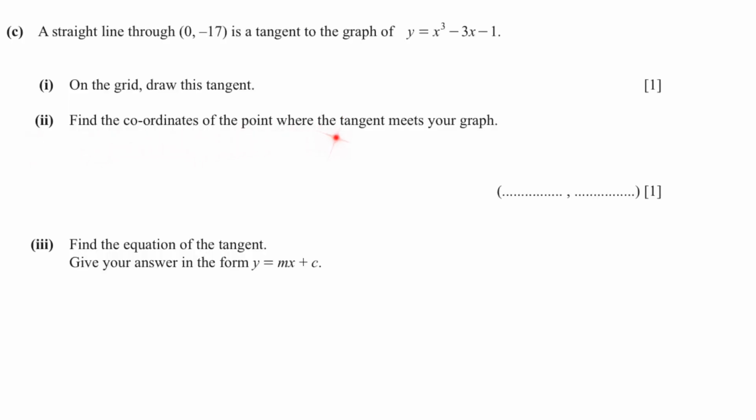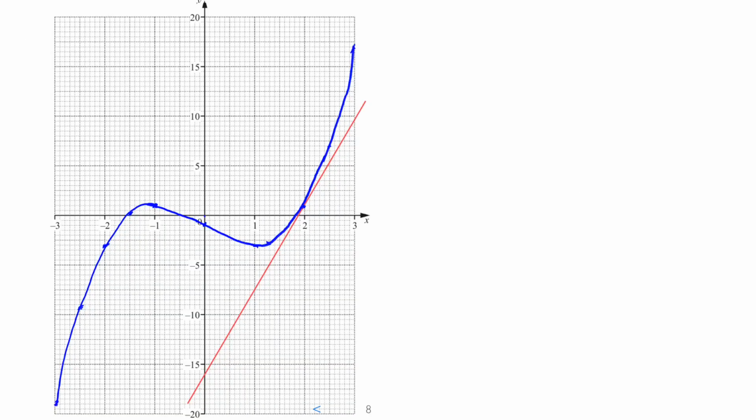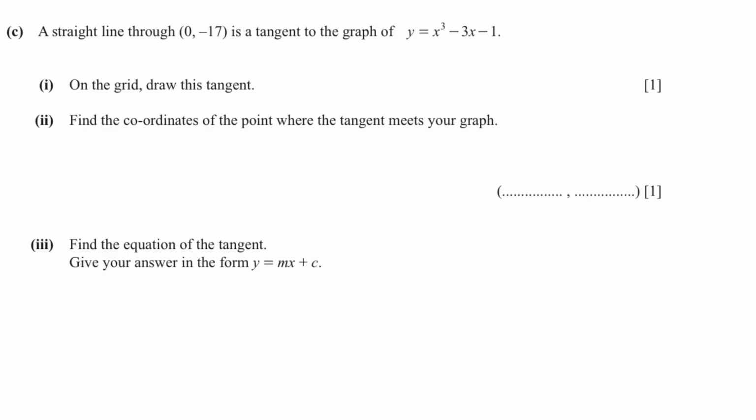C2, find the coordinates of the point where the tangent meets your graph. The tangent meets the graph at this point here, when x is 2 and y is 1. So when x is 2 and y is 1. C3, find the equation of the tangent. Give your answer in the form y equals mx plus c.